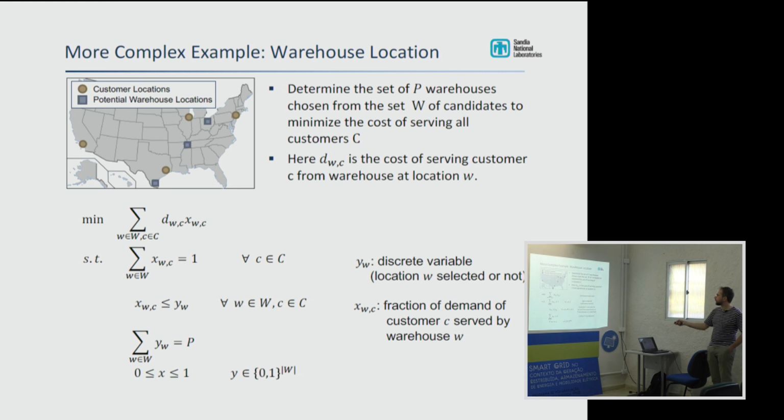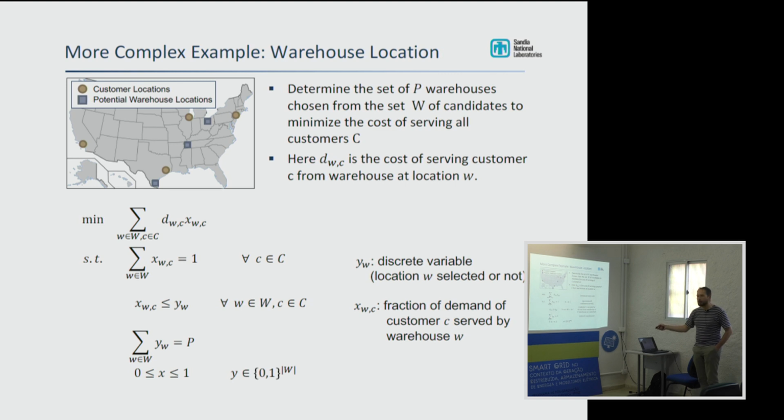So this equation guarantees that all the consumers are served. Here, customer C can only be served from one warehouse W if the warehouse W is selected. Okay? So it's a new constraint.